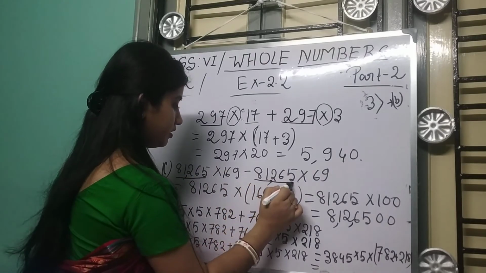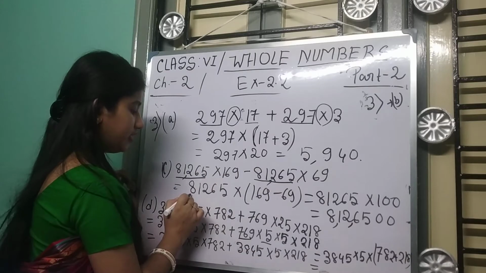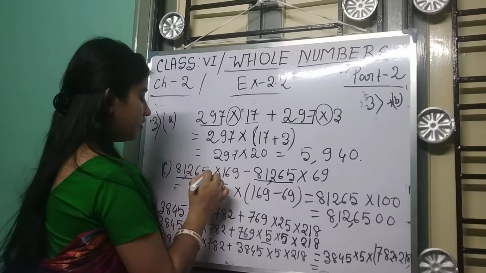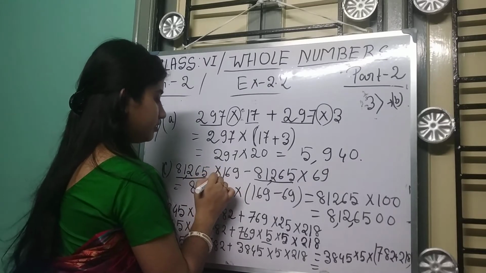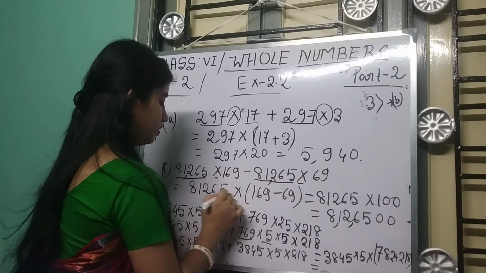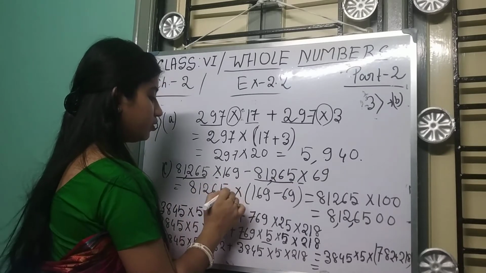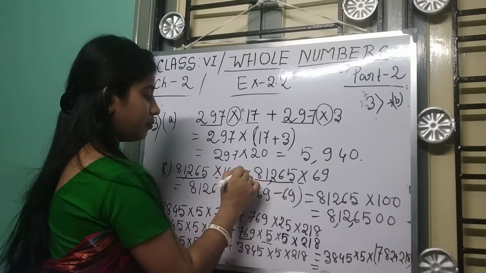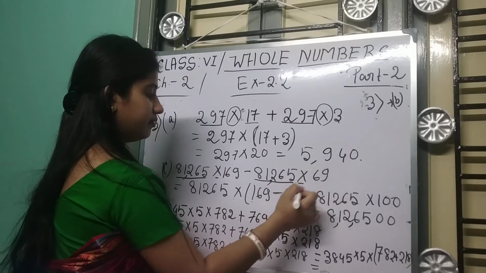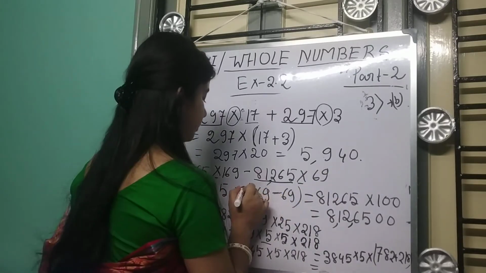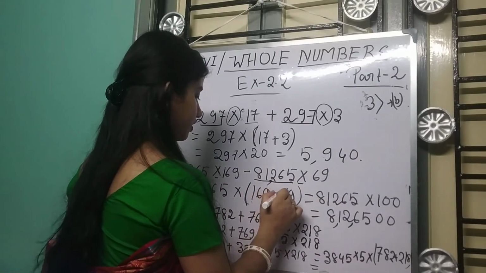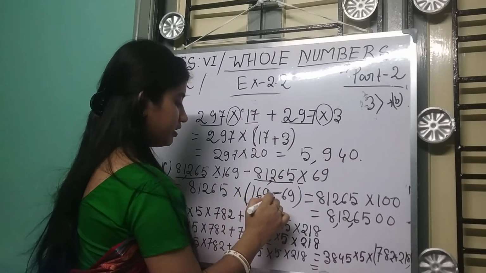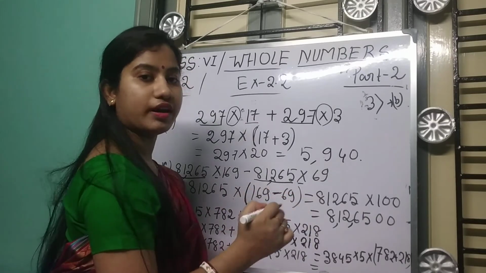That means 81,265. So first we write 81,265, then we write the multiplication sign. So 81,265 into, first we write 169 in the bracket, 169 minus 69. So we should first do the process in the bracket. Here in the bracket is 169 minus 69, that means 100.